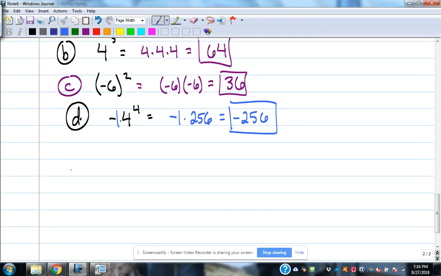Let's look at example E, an actual order of operations problem. 4 times (3) squared plus 6 times 4.